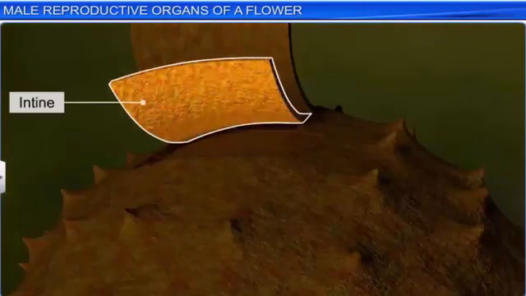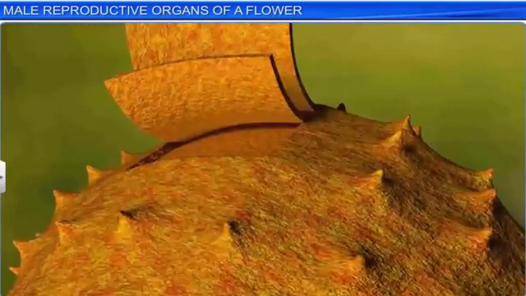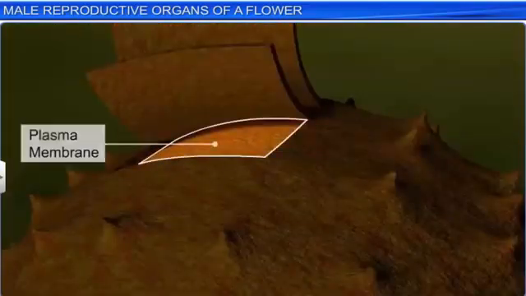Intine, on the other hand, is a thin and continuous inner layer of wall composed of cellulose and pectin. On the inner side of the intine is the plasma membrane that surrounds the pollen grain's cytoplasm.